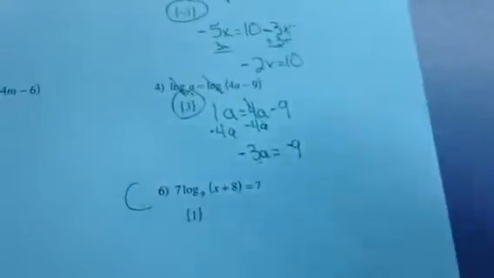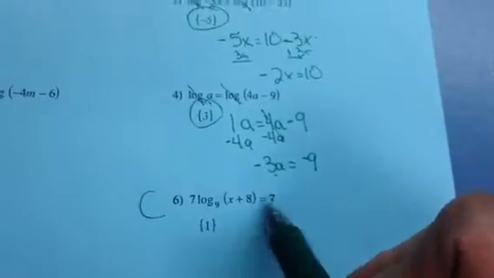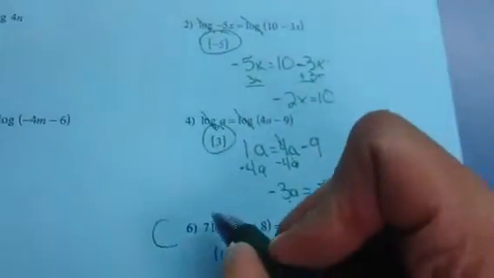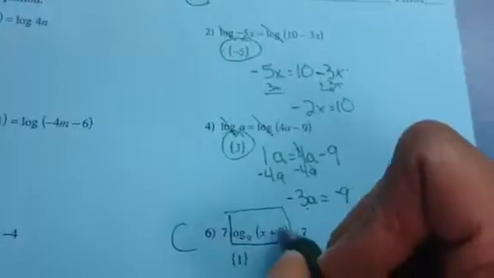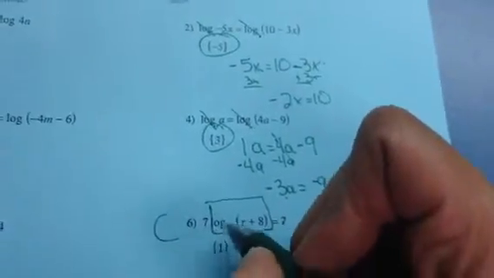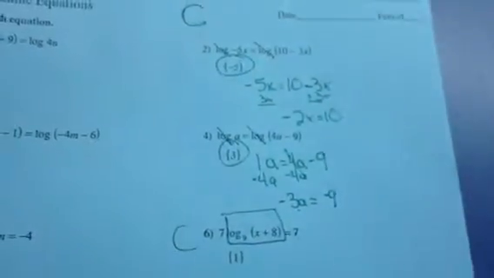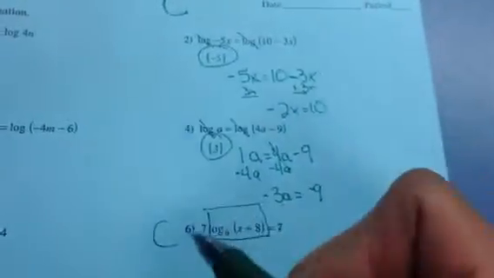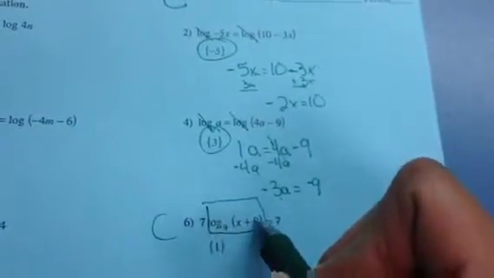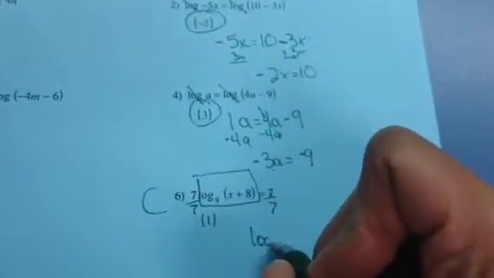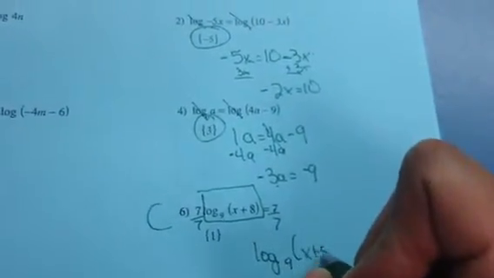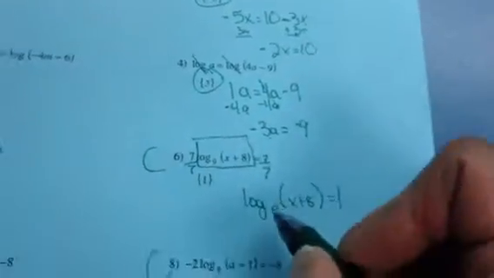Next problem. This does have a constant, so I will be looping, but I can't loop until it's just the log. This is the log. The x plus 8 is part of the log because it's in parentheses. And I would do the same with an exponent. It's got to be just the base and the exponent. So anything else has to move. So since the 7 is multiplying to this, I'm going to move it by dividing. So once I do that, I get this. And now I'm ready to loop it.